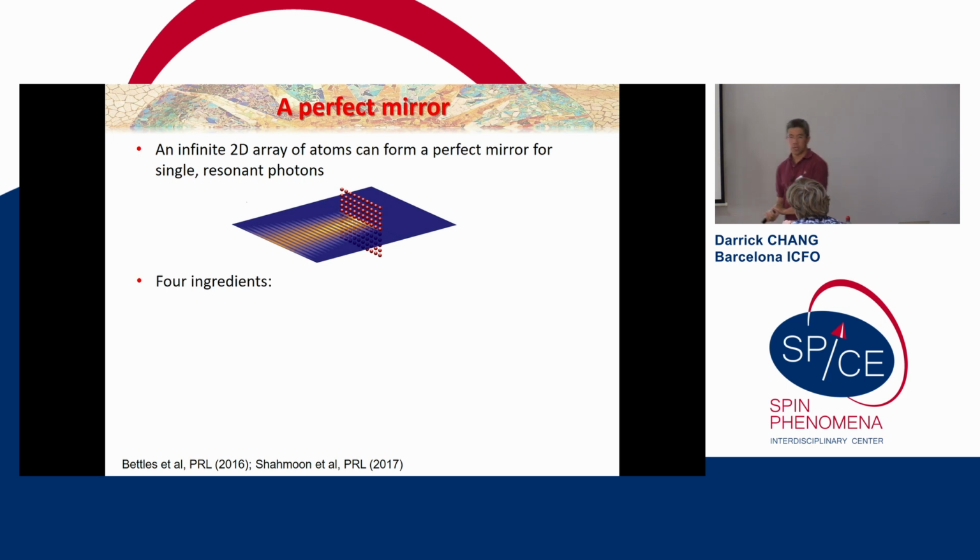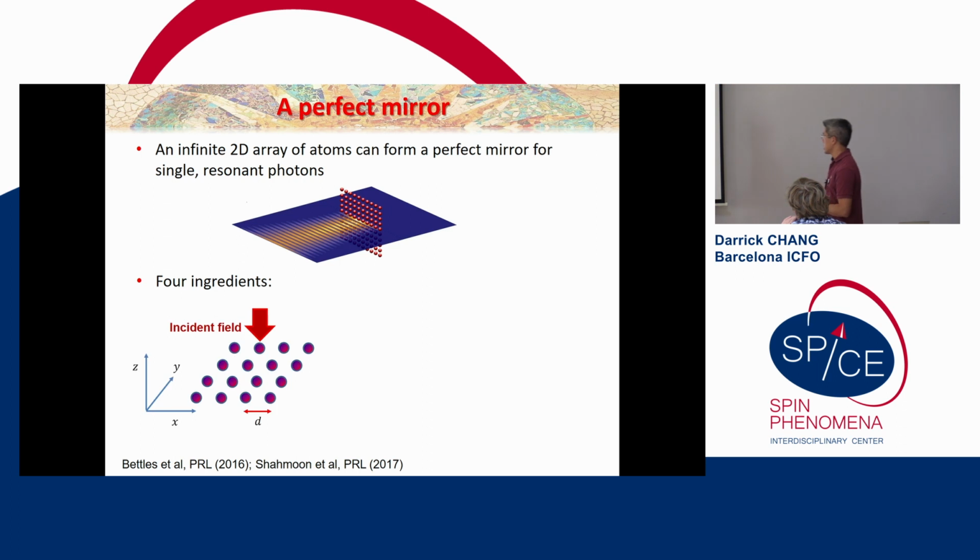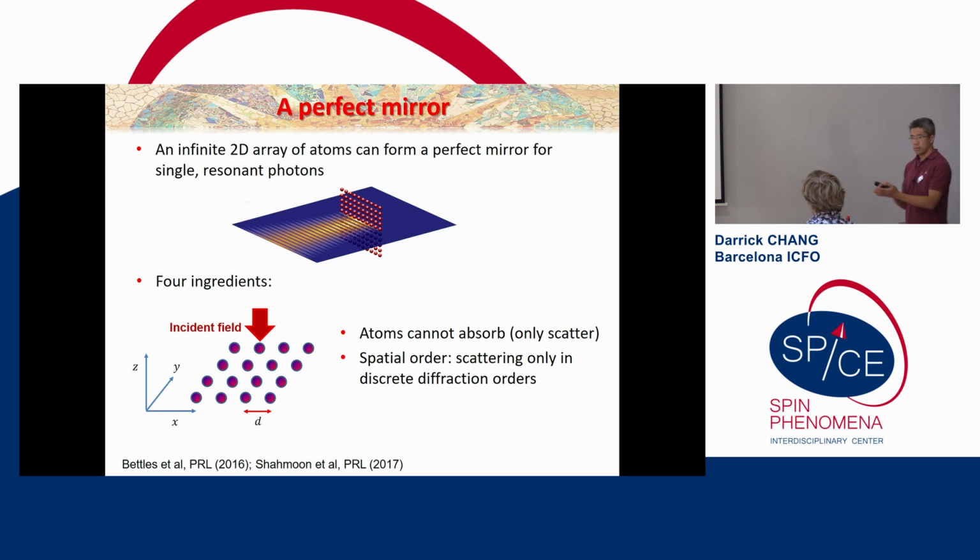To qualitatively understand that, there are just 4 ingredients. Just to make it concrete, let's imagine that we shine in light at normal incidence. The first ingredient is to realize that isolated atoms cannot absorb a photon. A 2-level system has no other degrees of freedom to just eat that energy and make a photon disappear. So when you have an atomic system and you shine in a photon, you'll always get it out somewhere, even if you can't detect it. The second ingredient is that when you have this kind of spatial order, that photon can't scatter into a random direction because this atomic array basically acts as a diffraction grating. So you can also scatter in discrete diffraction orders.